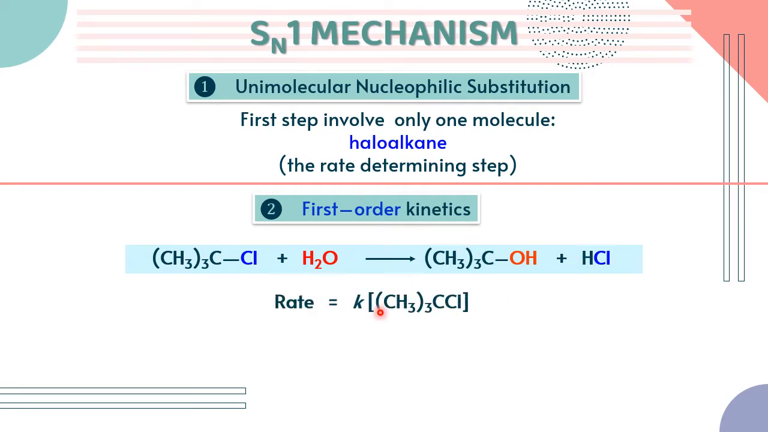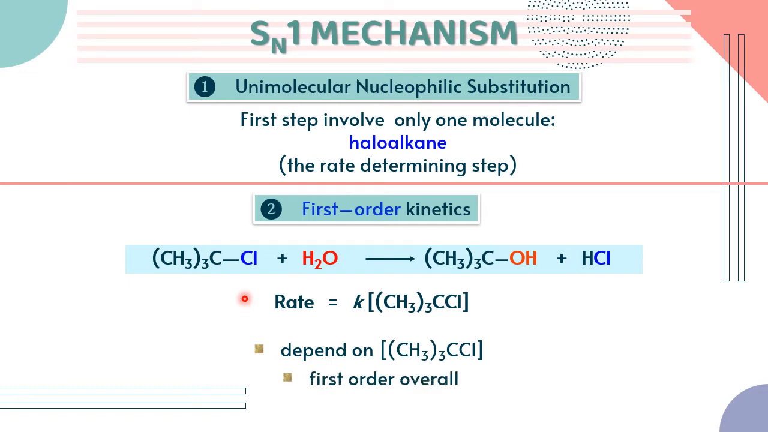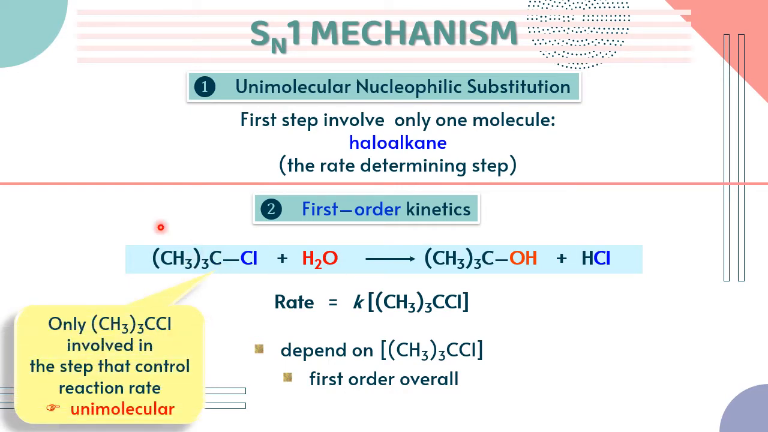So bila kita tulis dia punya rate of reaction, since it is a first order reaction, the rate law dekat sini, rate equals k times the concentration of the haloalkane sahaja. Meaning in other words, the rate of reaction only depends on the concentration of the haloalkane. So it is a first order overall reaction. Dekat sini only the haloalkane, CH3CCl, is involved in the step that controls the reaction rate. So that's why we call it a unimolecular reaction. Sebab satu je molekul dekat sini yang akan mempengaruhi kadar tindak balas.